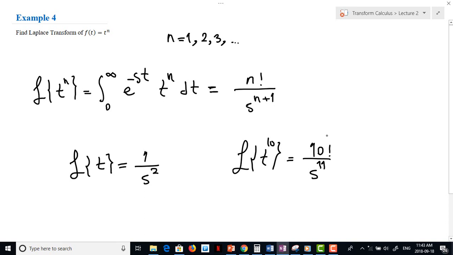So that's enough for this lecture. In the next lecture, I'm going to talk about sufficient conditions for the functions to have Laplace transform.